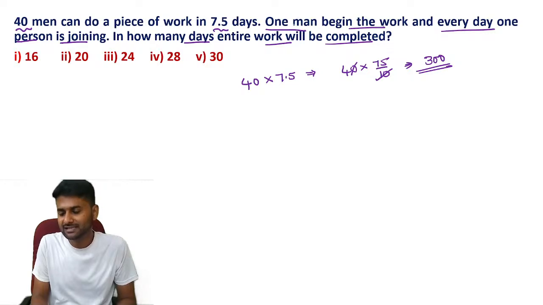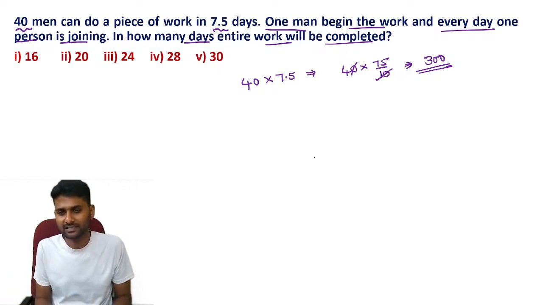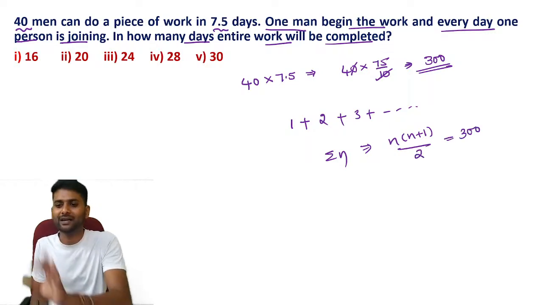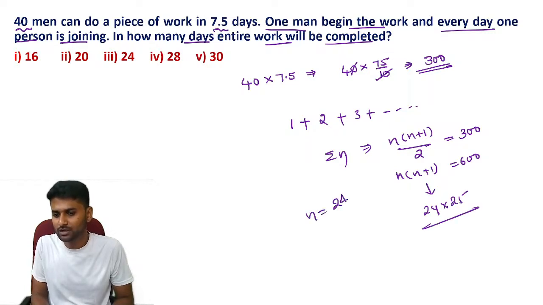Now, we are assigning one person on day one, and every day we are adding one more person. Then the total work is completed in how many days? If you observe, day one, day two, 3, 4, and so on, we are adding every natural number, so use the formula sigma n. Sigma n is n into n plus 1 divided by 2, and we need to complete 300 units. Now n into n plus 1 is equal to 600, which is only possible with 24 into 25. So definitely n is equal to 24 days.